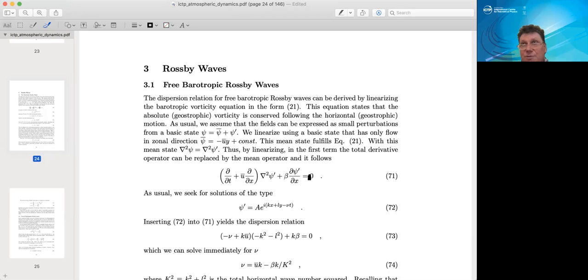So our Rossby waves can grow or can decay, taking energy from the mean state and using it to increase their perturbation energy. But for that, we need a term on the right-hand side here, which was the divergence term. And we will reintroduce this term in the next lecture.